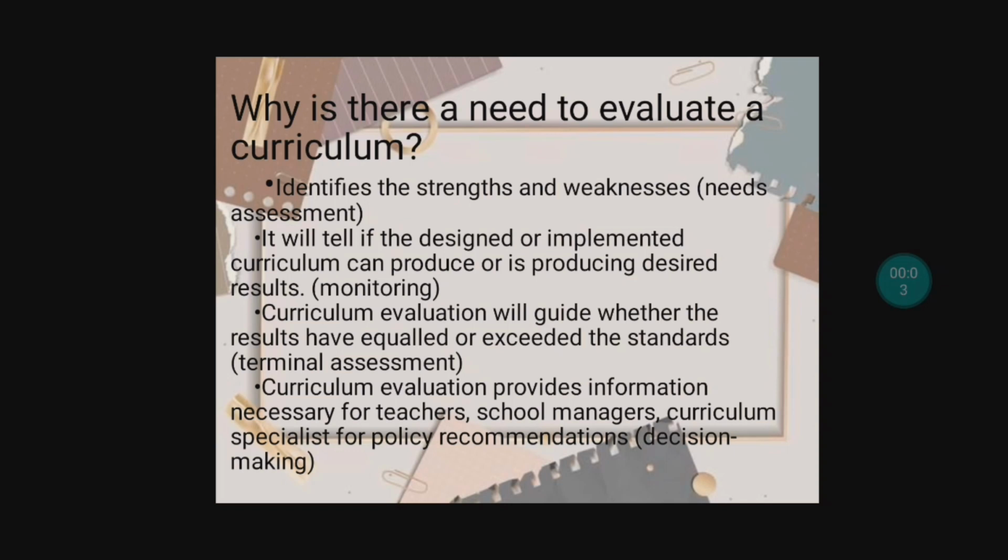Next, curriculum evaluation provides information necessary for teachers, school managers, and curriculum specialists for policy recommendations that will help in achieving learning outcomes, and this is the basis for decision making. In short, curriculum evaluation is very significant because it not only provides the teacher, school heads, and other stakeholders information about the strengths and weaknesses, but also serves as a guide that helps to enhance the teaching and learning process and become more productive for the improvement of the school, and most especially the students.